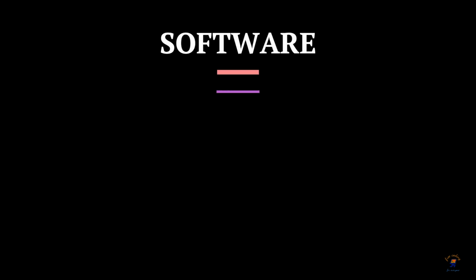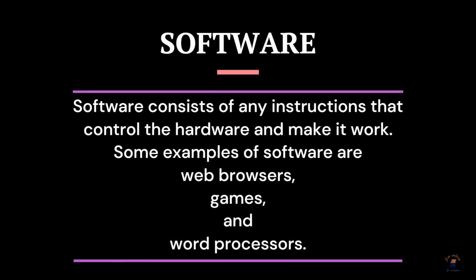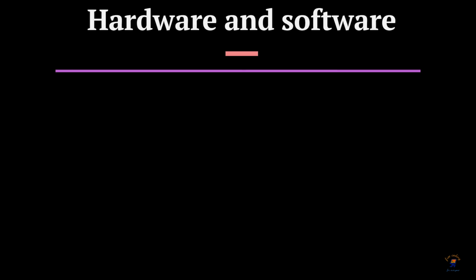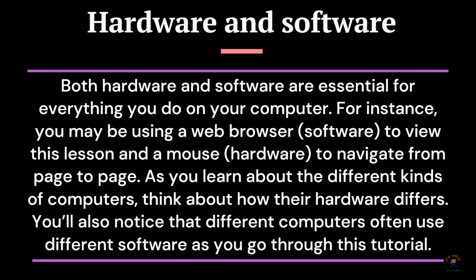Software. Software consists of any instructions that control the hardware and make it work. Some examples of software are web browsers, games, and word processors. Both hardware and software are essential for everything you do on your computer. For instance, you may be using a web browser software to view this lesson and a mouse hardware to navigate from page to page. As you learn about the different kinds of computers, think about how their hardware differs. You'll also notice that different computers often use different software as you go through this tutorial.